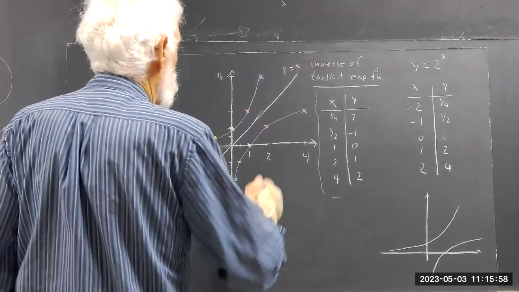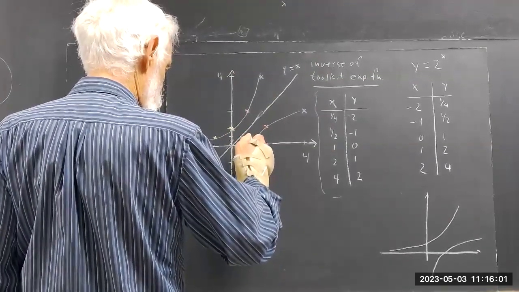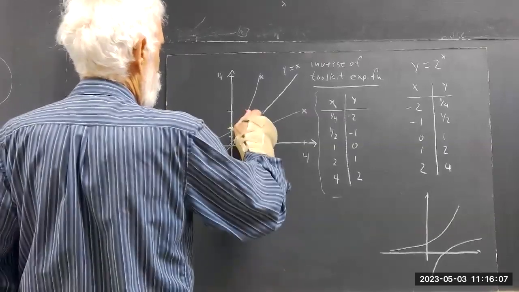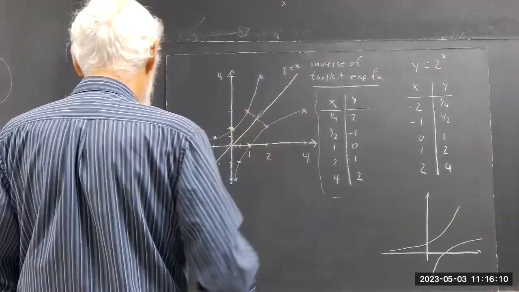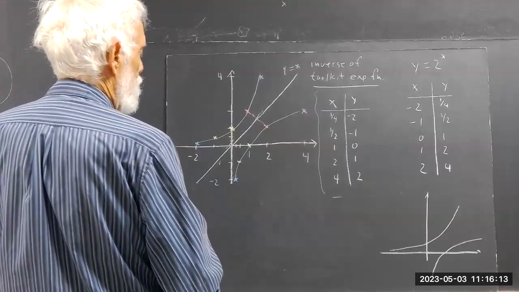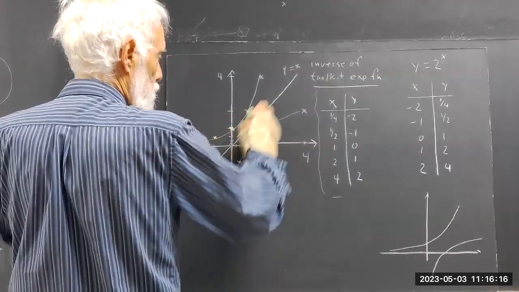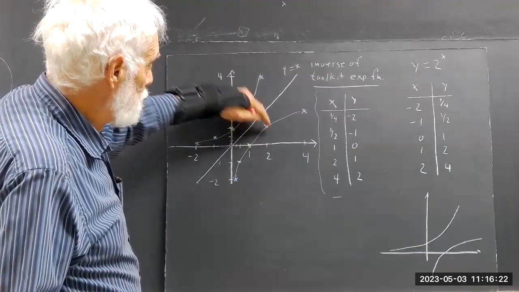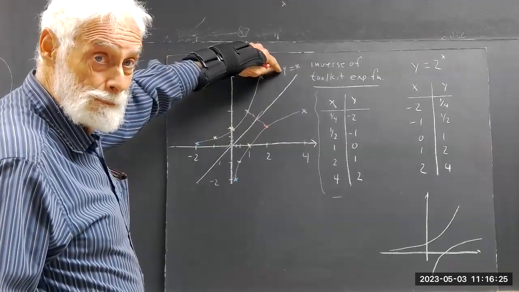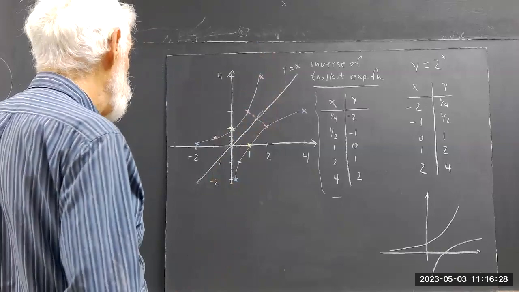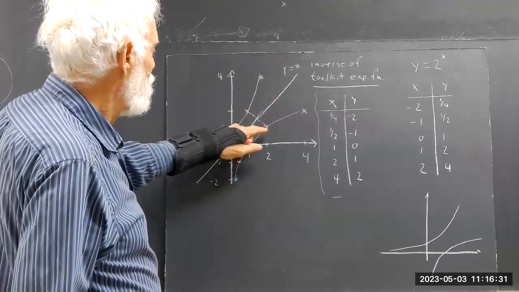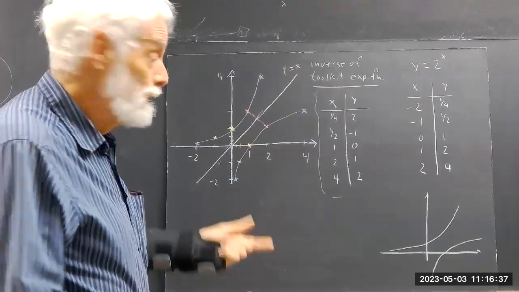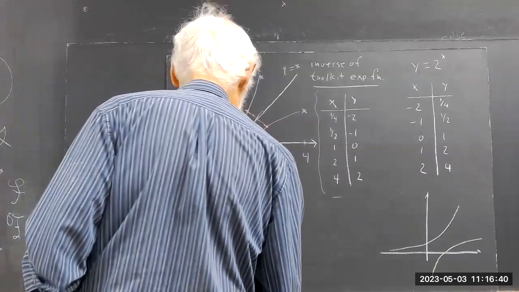And the interesting thing is, and it's not hard to understand why, this point is a reflection of this point across this line. The line that connects this point to this point makes a right angle with the y equals x line. Okay. And these two points lie at equal distances on opposite sides of the line. That's what we mean by reflection.